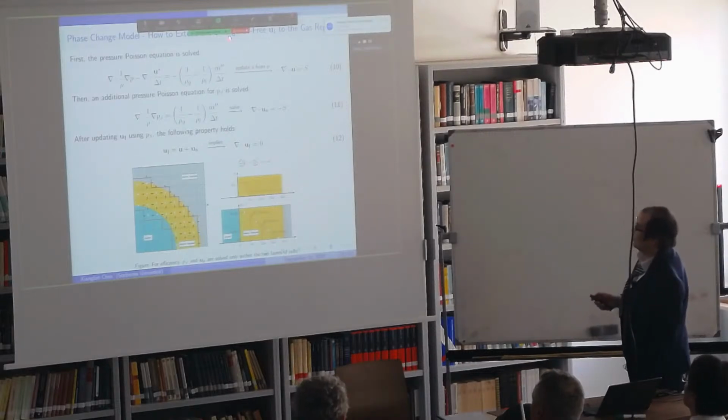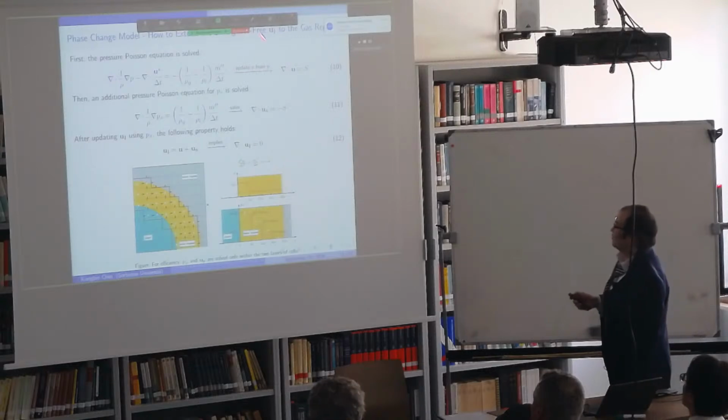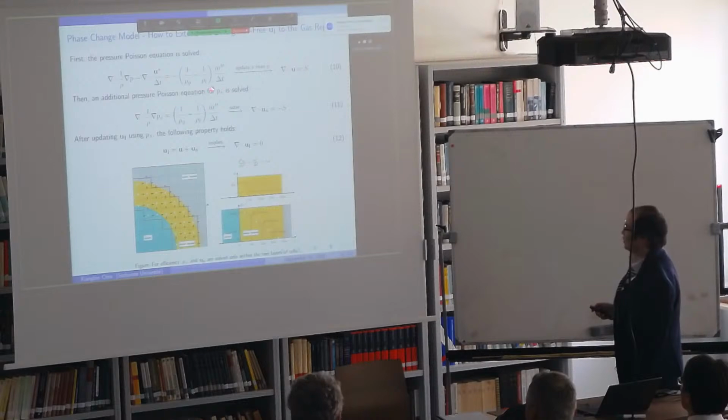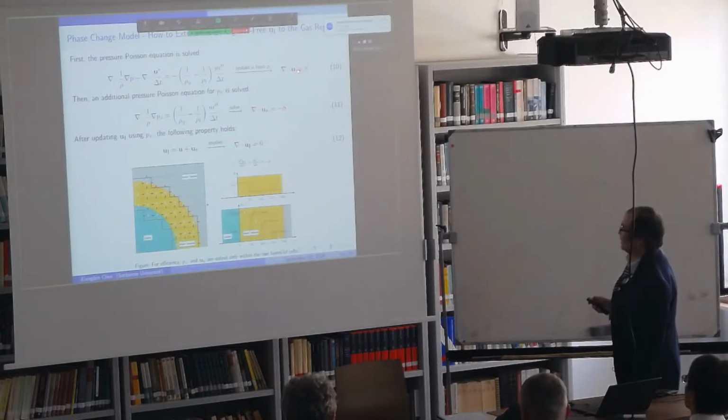Then how do we get the extended UL in the gas region, with divergence of UL equal to zero? First we solve the pressure potential equation, and then this is known, and we update U from the pressure term. We know that the divergence of the velocity equals a source term, so we add an additional pressure Poisson equation for PS, which is this one. The right-hand term of this Poisson equation is opposite to the previous one. Then you update the additional velocity US from PS, and you will find that its divergence is opposite to the previous one. If you add U to US, you get UL, and if you take the divergence of UL, you will find that it is 0.